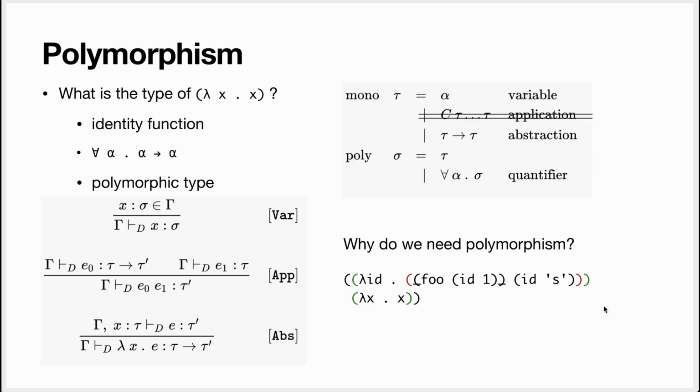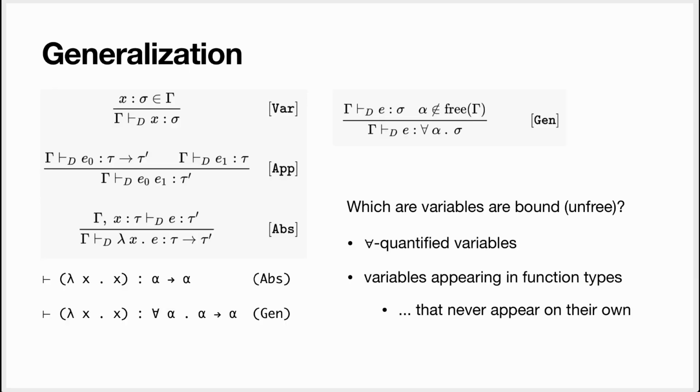For that, we will need new inference rules that actually include polymorphic types. So how do we actually introduce polymorphic types into the calculus? For this, we need an inference rule that allows us to give a polymorphic type to functions. This is the generalization rule here. What it says is that if we can infer that E has type sigma, and that the variable alpha is not free in gamma, and I will explain what that means, then we can generalize the type of E to become for all alpha sigma.